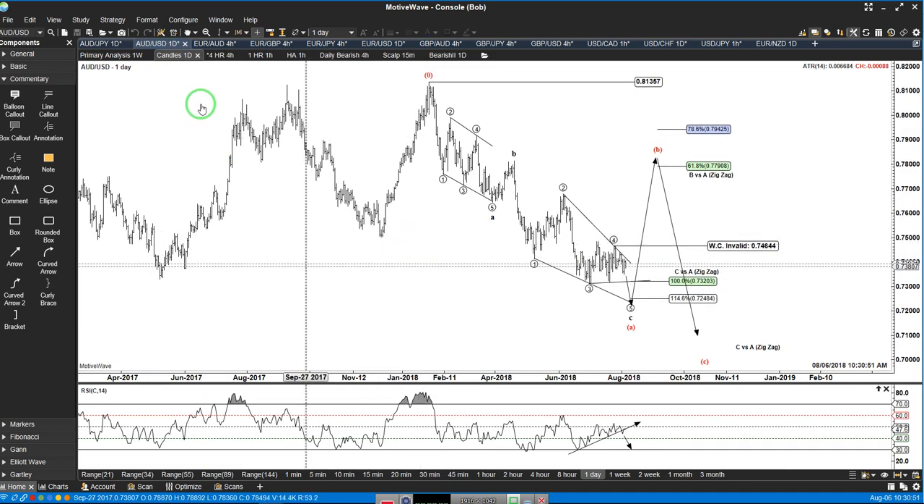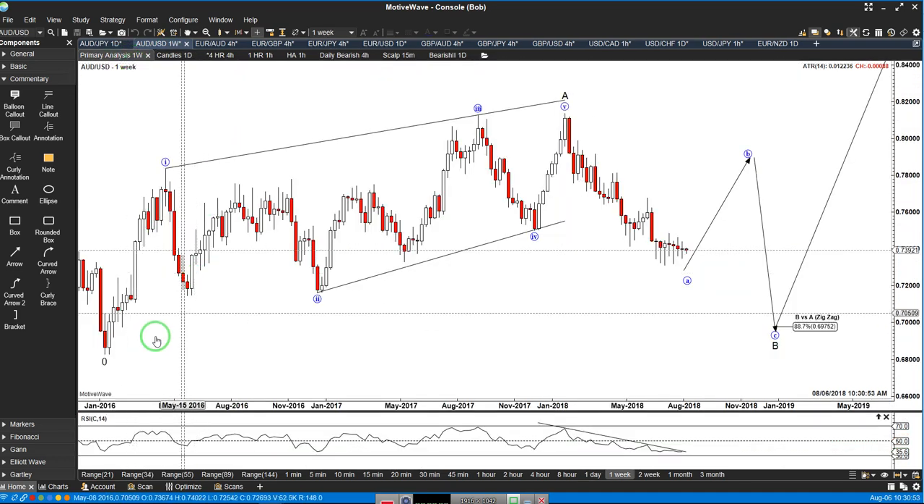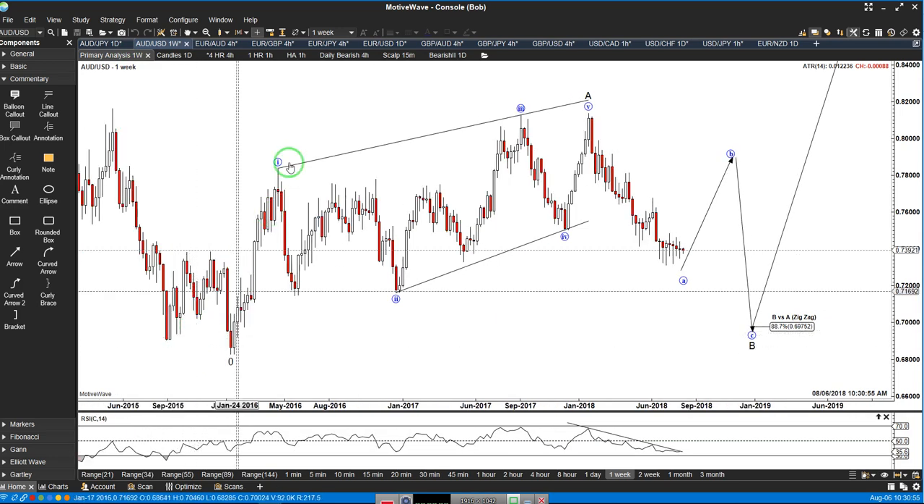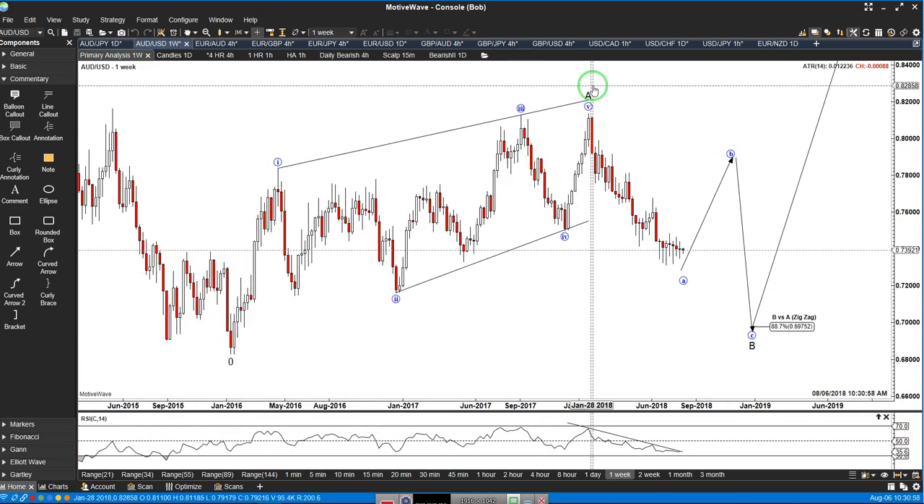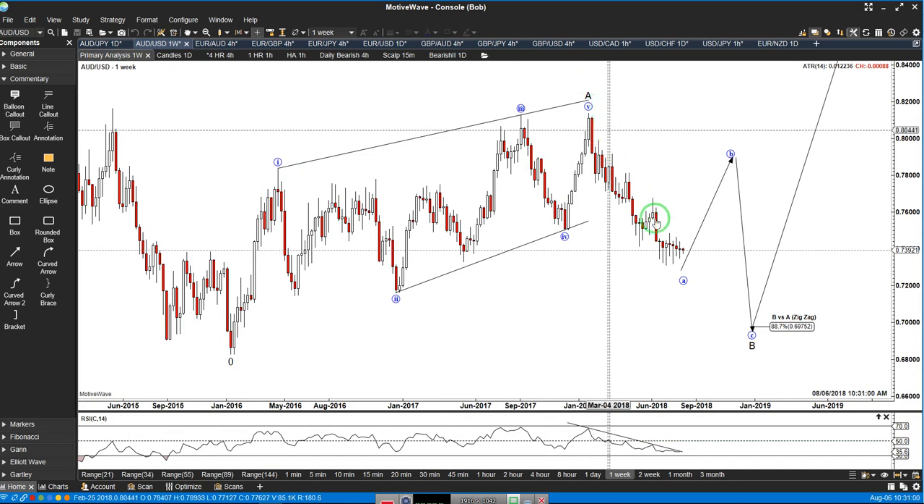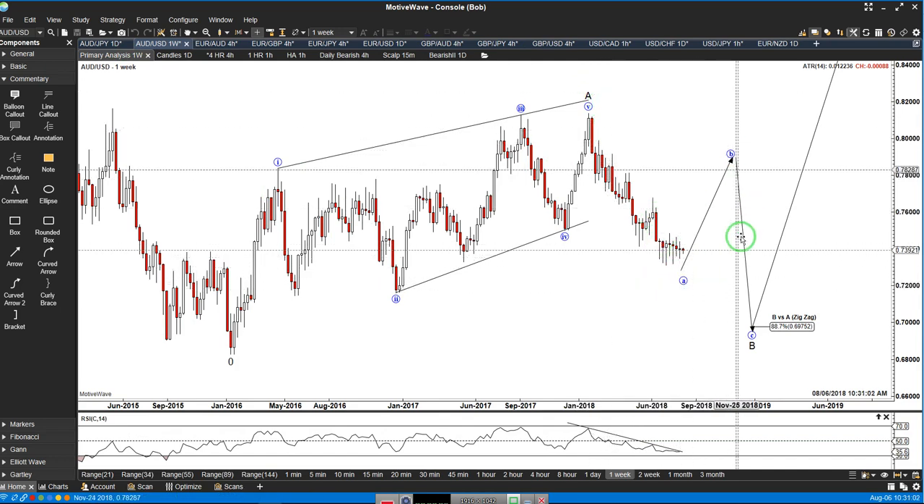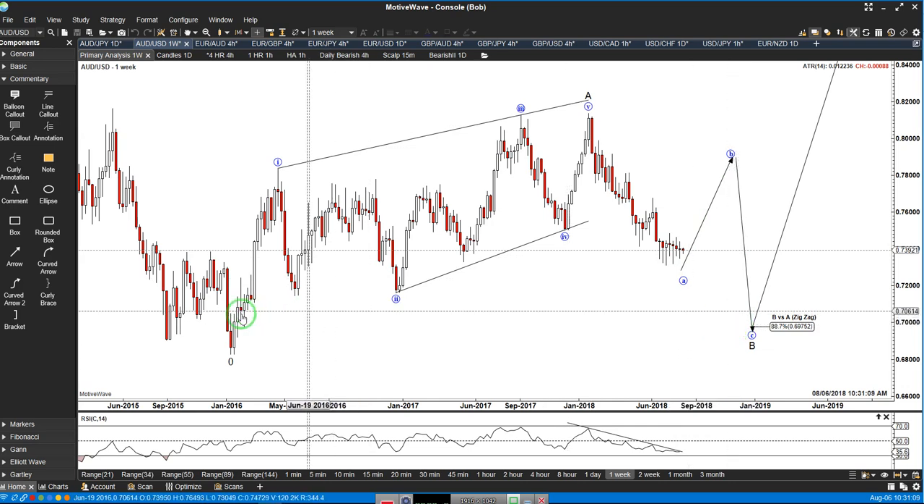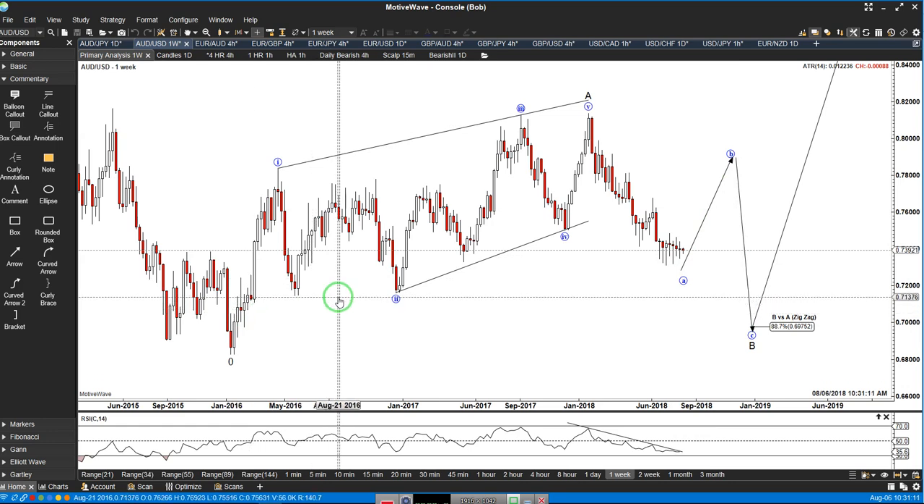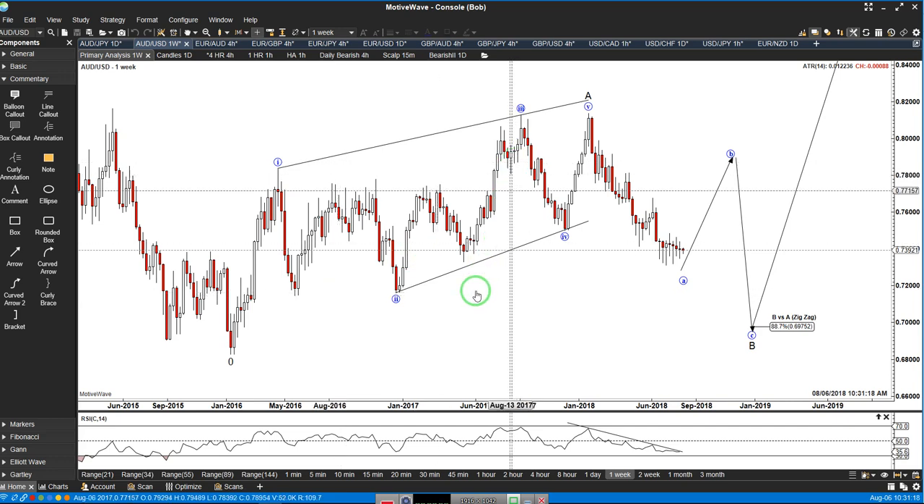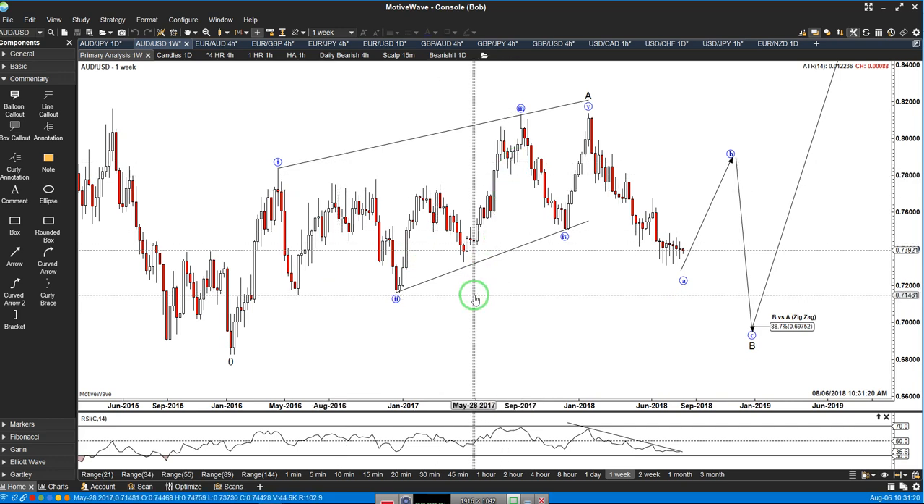Aussie dollar, pretty much the same thing. Looks like we have 1, 2, 3, 4, 5 up for a possible leading diagonal. We've got A, we need a B and a C. That may see all the way back down to 69.75. It's not uncommon to see a deep retrace on a leading diagonal like that. So, but we could see the support here at 71.50.